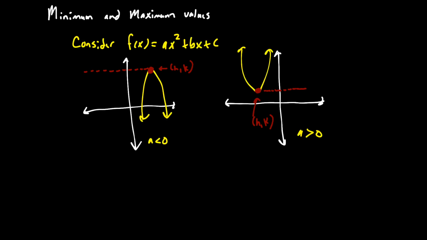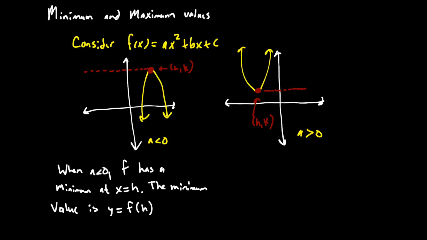First, let's look at the case when a is less than 0. What we're going to have is f has a minimum at x is equal to h. And our function has a minimum value at y is equal to f evaluated at h. Notice here that we say that a minimum is when we're looking at x values, and we have a minimum value when we're looking at y values.